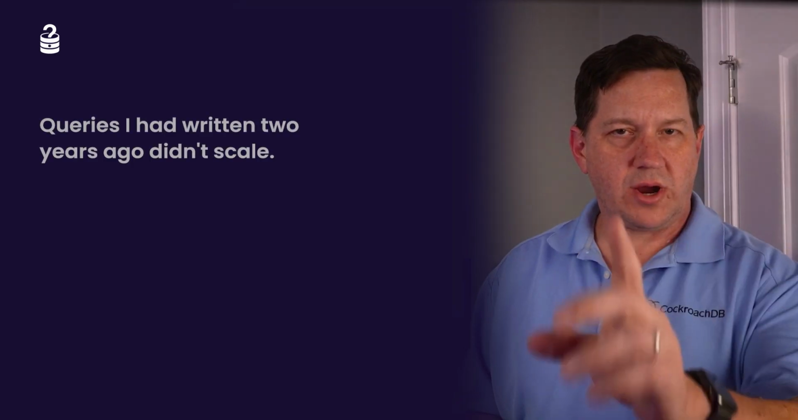At that point in time, queries I had written 2 years earlier didn't scale. Hear that one again. Queries I had written 2 years ago didn't scale. What's a real-world instance where something that worked at first failed later?